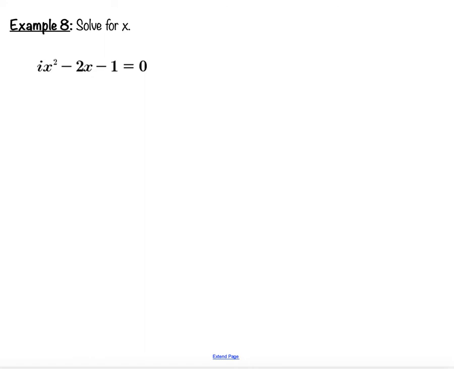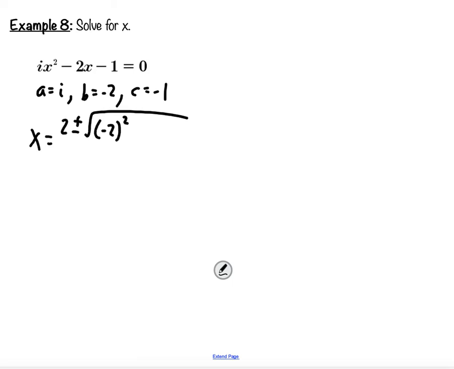All right, this is another quadratic here. So what are we going to use to solve for this one? Yes, the quadratic formula. a here is i, b is -2, and c is -1. Plug them into the quadratic formula. This is good practice. Opposite of b plus or minus the square root of b squared minus 4 times a times c, all over 2 times a.